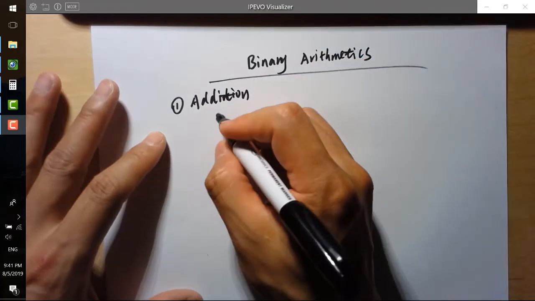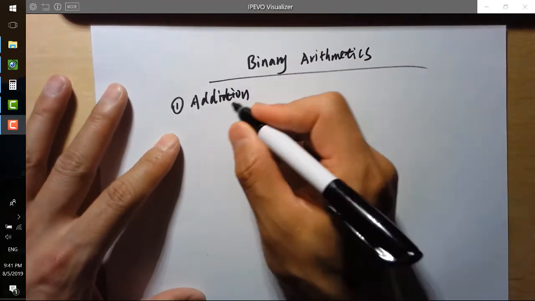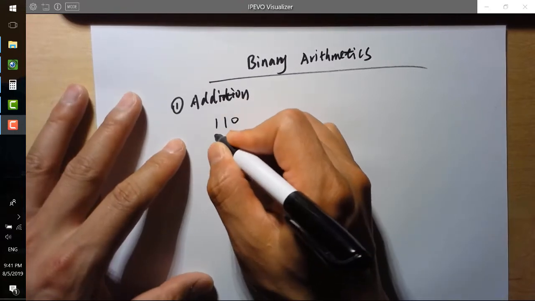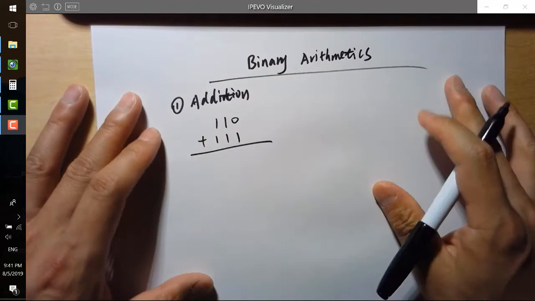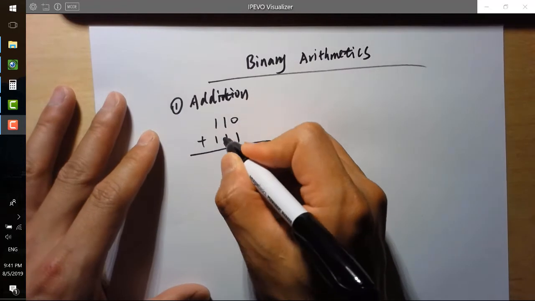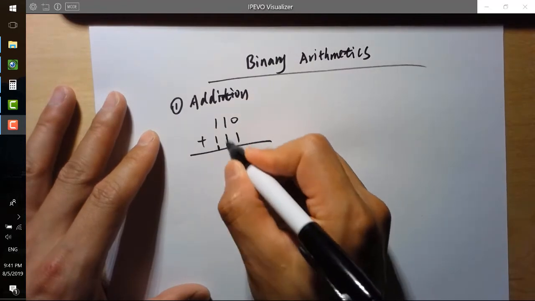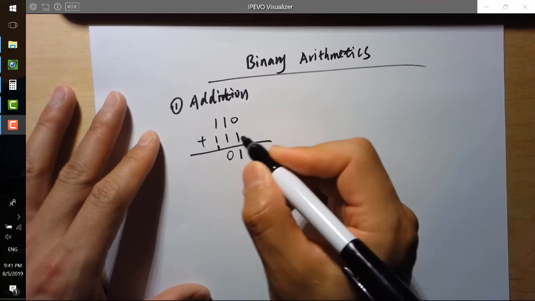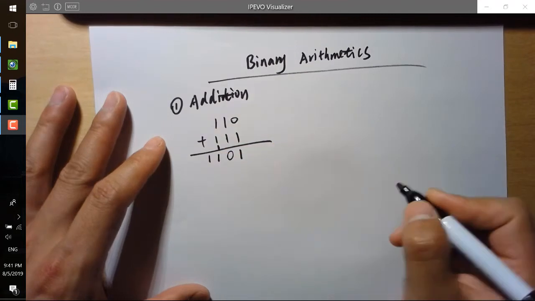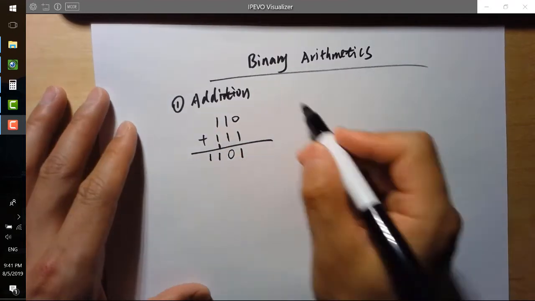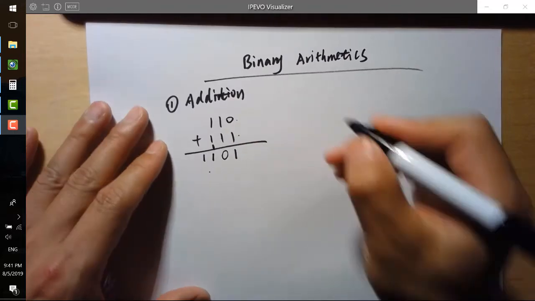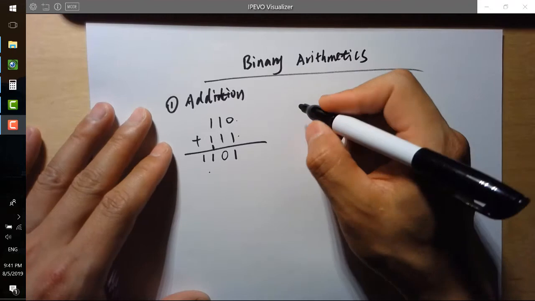Addition, and let's take a simple one first, right? 110 plus 111, for example. So 0 plus 1 is 1, 1 plus 1 is 2, so you have a carry, and reset this digit to 0, and then 1 plus 1 plus 1, which is 3. So 3 will be 1, 1, right? This is how you do this very simple version. So that's this plus this, you got this, okay? And what about a more complicated one?